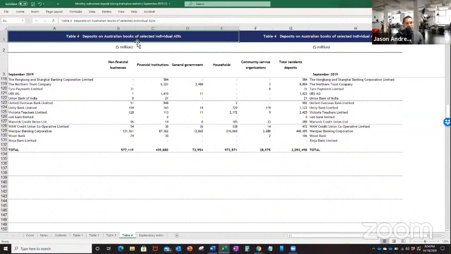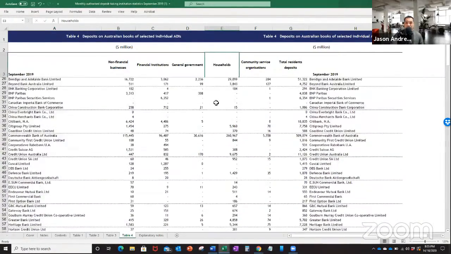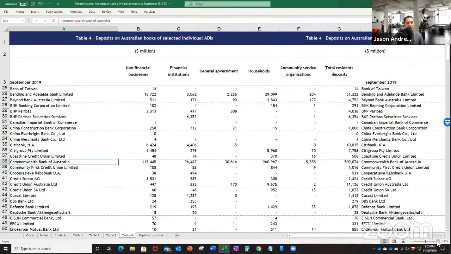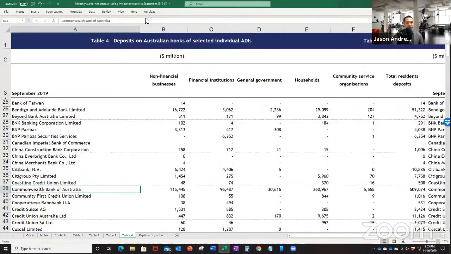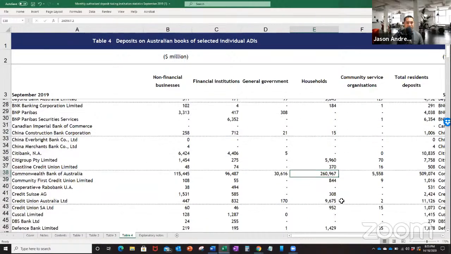on Australian books of selected individual ADIs. ADIs are approved deposit institutions, which is basically a bank, right? So what this shows you is how much money in Australian households is invested or just in bank accounts, in cash, primarily term deposits. For example, here is the Commonwealth Bank of Australia. Let me make that a bit bigger for you. You can see that at the end of 2019, which is September 2019, there was $260 billion sitting in term deposits and cash inside the CBA.